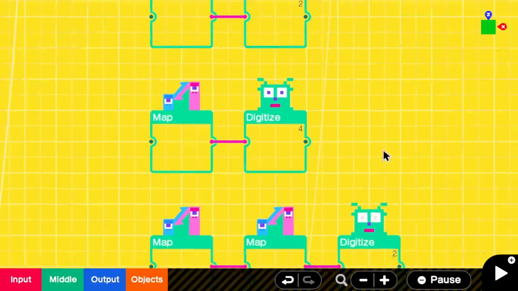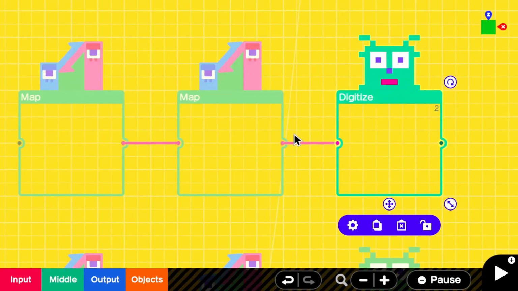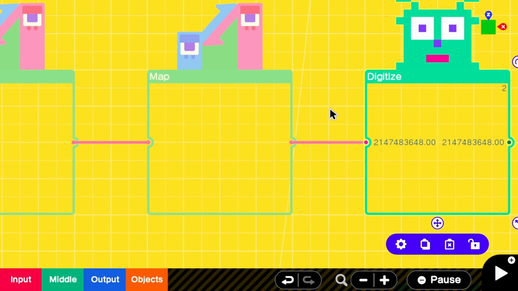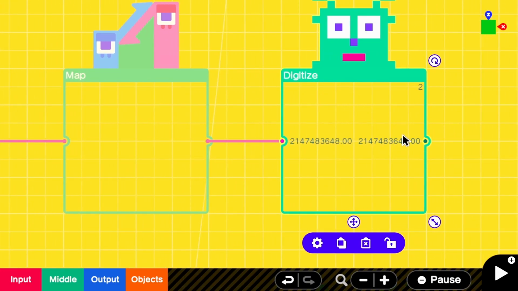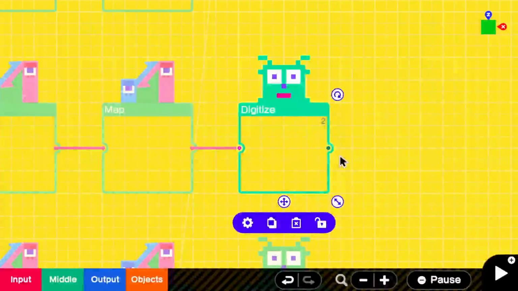Another weird quirk with the digitized nodon is that there's actually a maximum value that it can output. You've probably seen this in the infinite video already, but here we have the same outcome. The largest value that the digitized nodon can output is 2 to the 32. I'm not exactly sure why. This probably has something to do with how the digitize function was implemented inside the code. It doesn't really change much with how we do it. It's just something interesting.